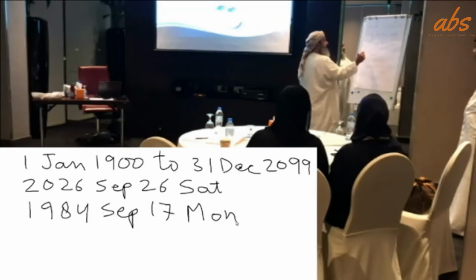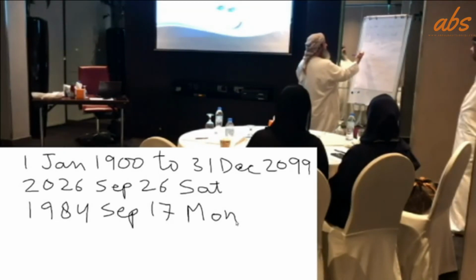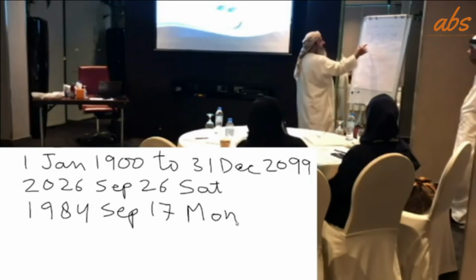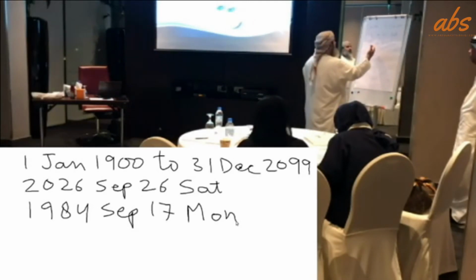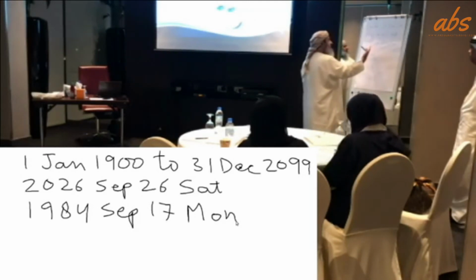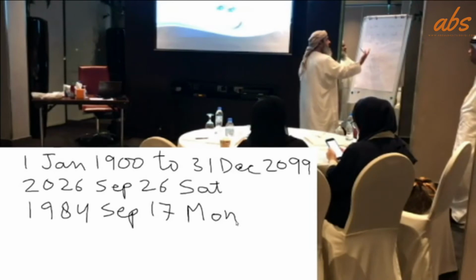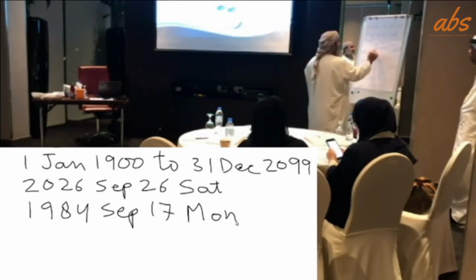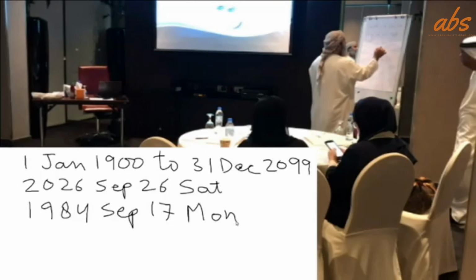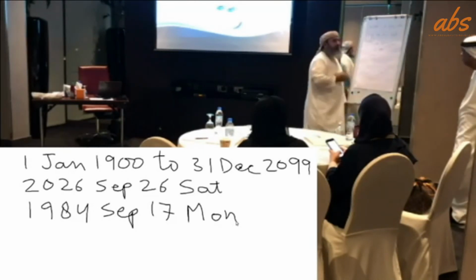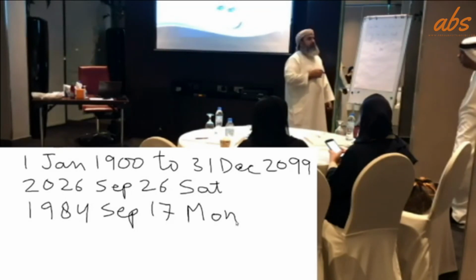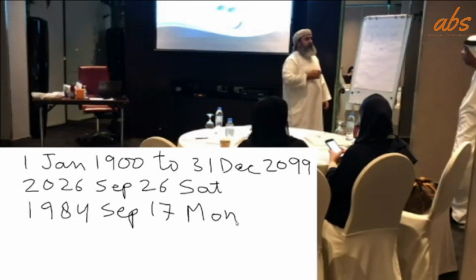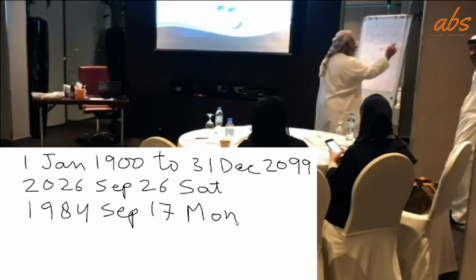84 is 21, so nothing. Then that is nothing also. This is 6. This is 39. So, which day? It's named Monday. Oh my God. Is it?